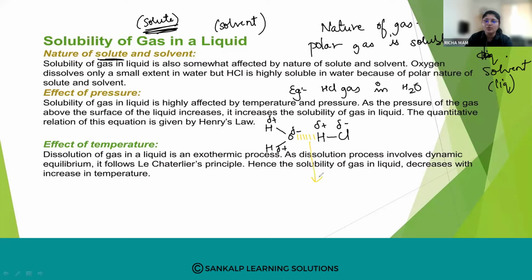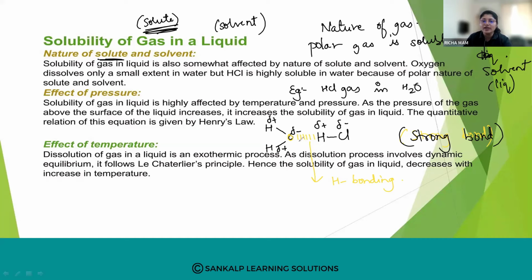Now the bond between hydrogen and an electronegative atom like oxygen is called hydrogen bonding. So what type of bonding is seen? Hydrogen bonding. This hydrogen bonding is a very strong bond. A strong bond is formed between the polar molecules HCl and water. So when HCl is getting soluble in water, a strong hydrogen bonding is formed.